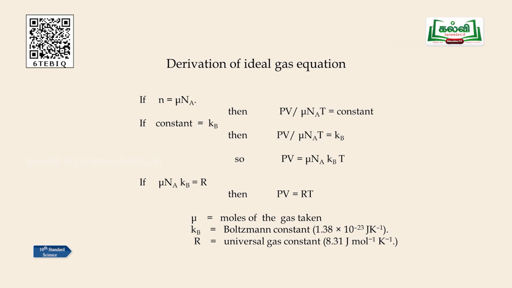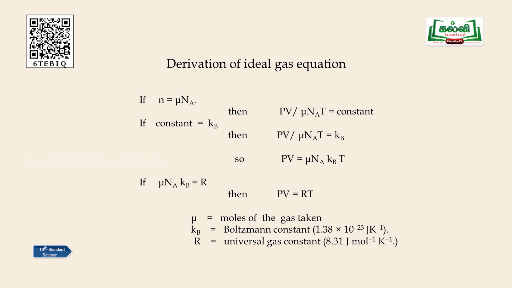Small n is nothing but the number of moles of gas we have taken. So I can write the number of atoms or molecules in terms of Avogadro's number and the number of moles. You can write a small formula: n is equal to nu into Na, where Na is Avogadro's number, nu is the number of moles of the gas, and small n is the total number of atoms or molecules present. So you replace small n with nu and Na.